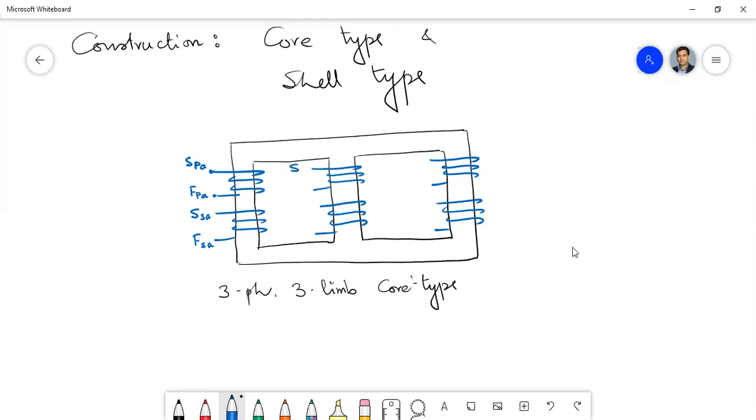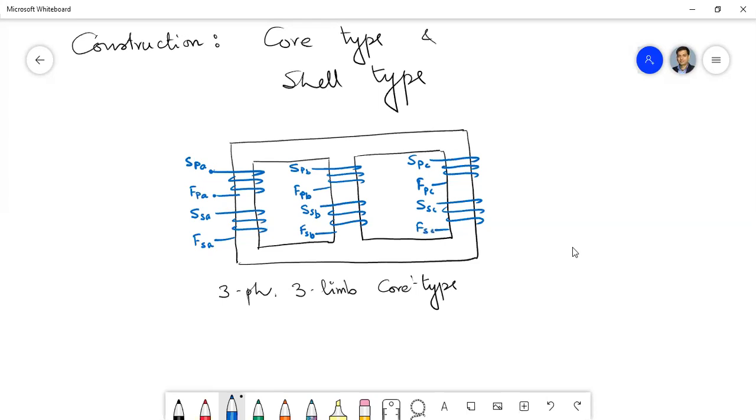This is the start of primary of phase B. This is the finish of primary phase B. This is the start of secondary B, and this is the finish of secondary B. This is S, P, C. This is F, P, C. This is S, S, C, and this is F, S, C.